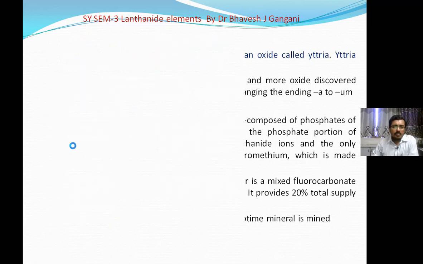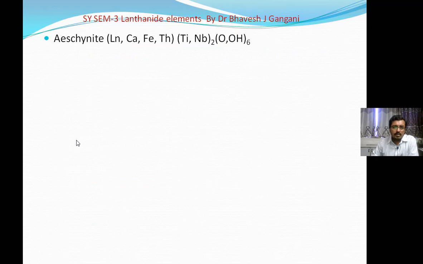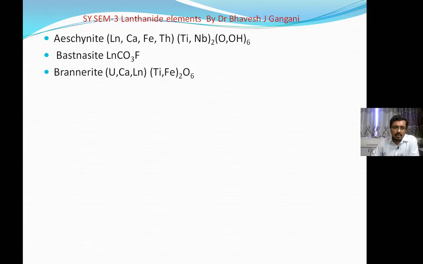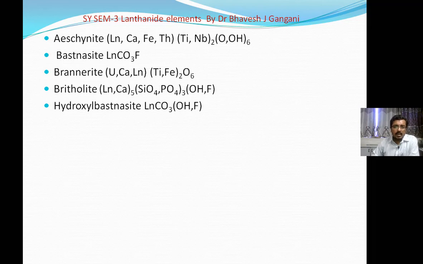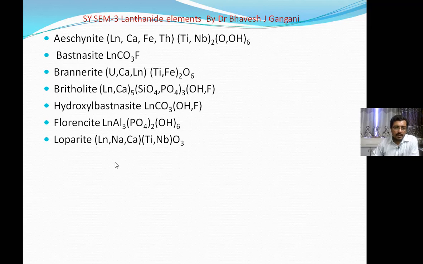Now there are a variety of minerals available. You just have to be aware of this. Suppose bastnasite LnCO3F, then beryl-iodide, then bretholite, then hydroxybastnasite. Hydroxybastnasite means it contains carbonate, then hydroxide or fluoride, then fluorinosite, then लोपेराइट. लोपेराइट आपको दिमाग में रखना है. ये सभी मिनरल के नेम लर्न करने की जरूरत नहीं है. इनमें से 4 मिनरल which you have to put in your mind.